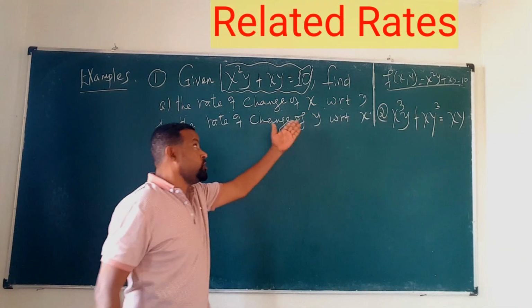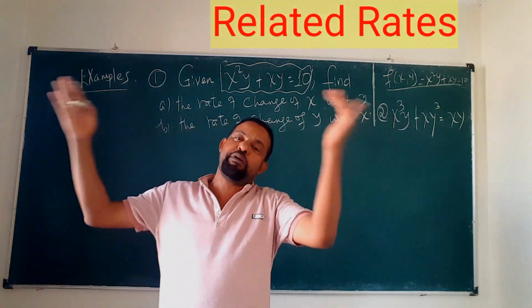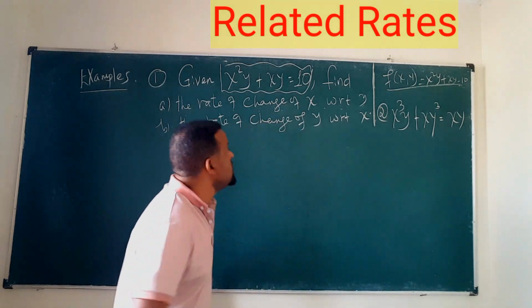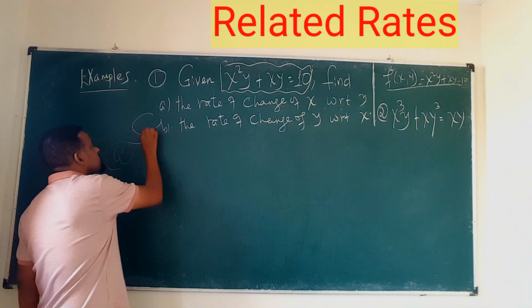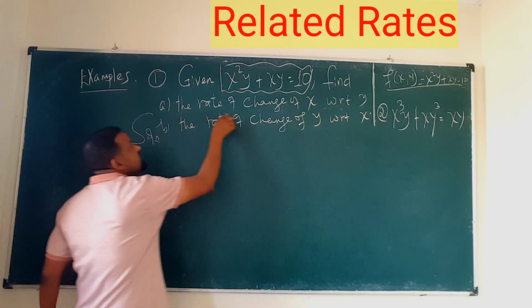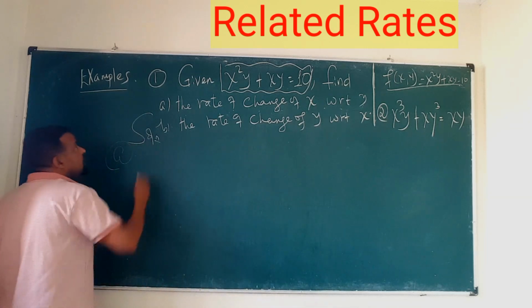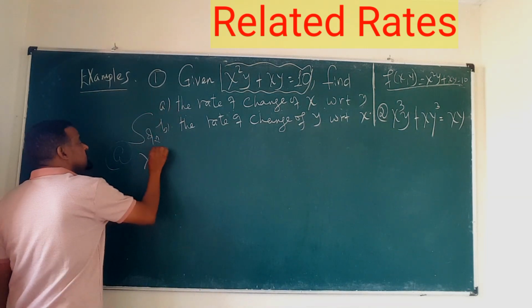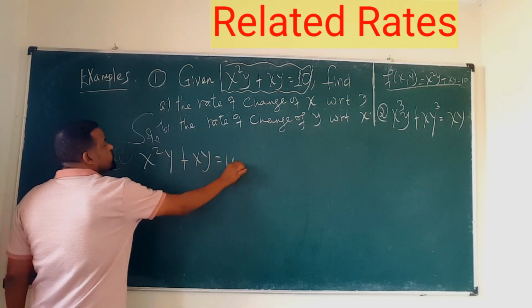You know that a derivative is nothing but the rate of change of one quantity with respect to another quantity. So for the first question, the solution is here. The rate of change of x with respect to y. What's the given situation? The given situation is x squared y plus xy is equal to 10.